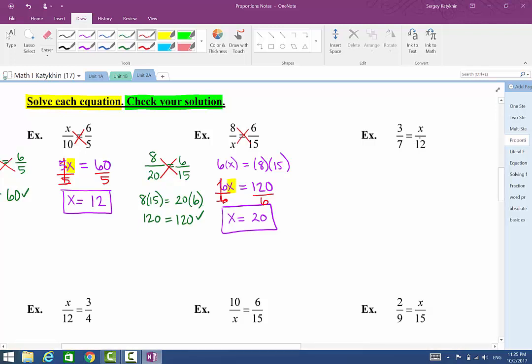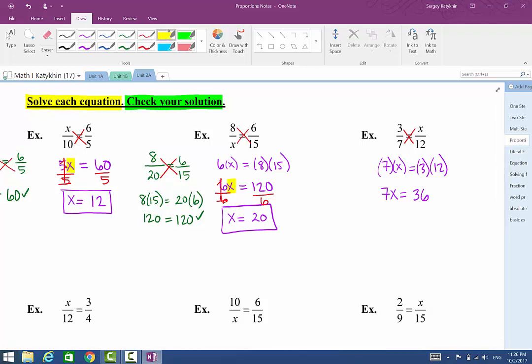Same thing here, we're solving for x, but before we can solve for x, we need to cross multiply. By doing that, we get 7 times x is equal to, again, our equal sign just comes down, 3 times 12. As you can see, we get that. So if we continue on, 7 times x would be 7x, and 3 times 12 will give us 36.